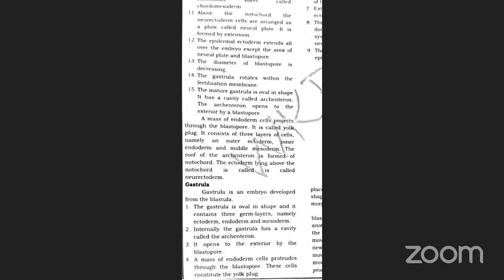As the cells are moving, you will see that the gastrula is becoming mature or oval in shape, and the archenteron will increase and lead into the blastopore. The cells start differentiating into outer ectoderm, inner endoderm, and middle mesoderm, and the ectoderm again will be divided into notoectoderm and neuroectoderm. So the gastrula can now be called the embryo which is developed from the blastula. It is oval in shape, which contains three germ layers.